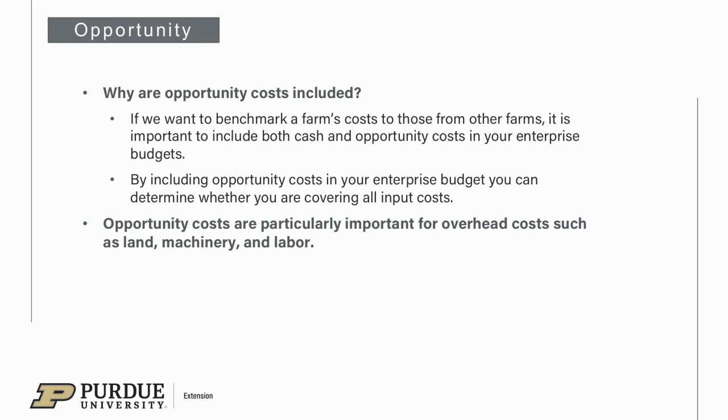For land, we can use cash rent. Local cash rent can be used to put a value on our own land. Obviously, the other ground that we're renting is either crop share or cash rent, so you're going to use that value in the budgets. But for our own land, you can use cash rent as a proxy.